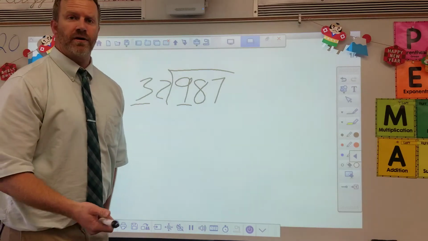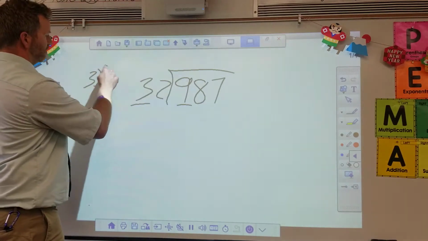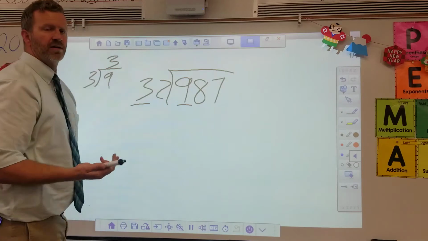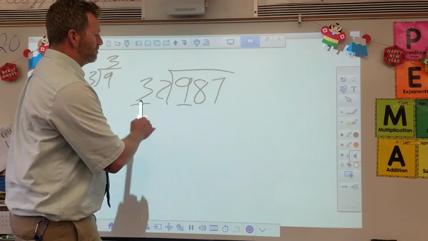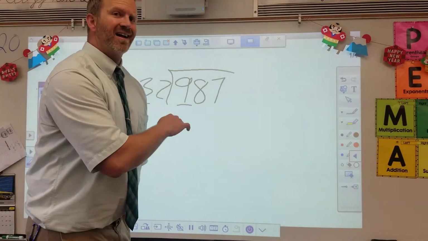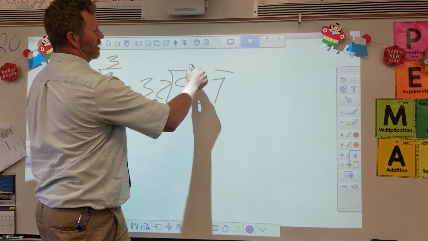How many times would 3 go into 9? So if we come over here, 3 goes into 9 three times. Let's plug it in and see if it works. Now remember, we're dividing 32 into 98, not into 9. So that 3 has got to be up here on the top.